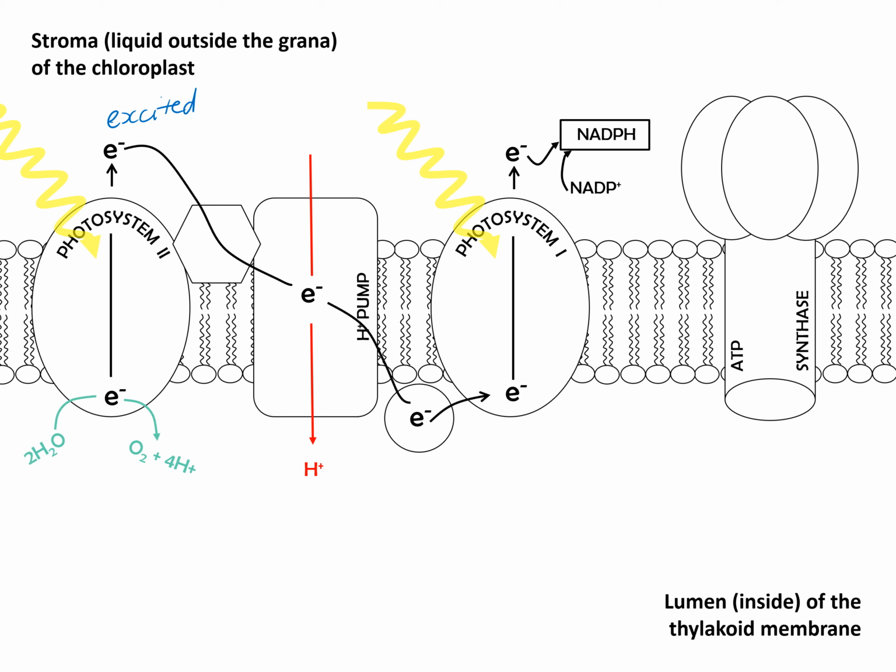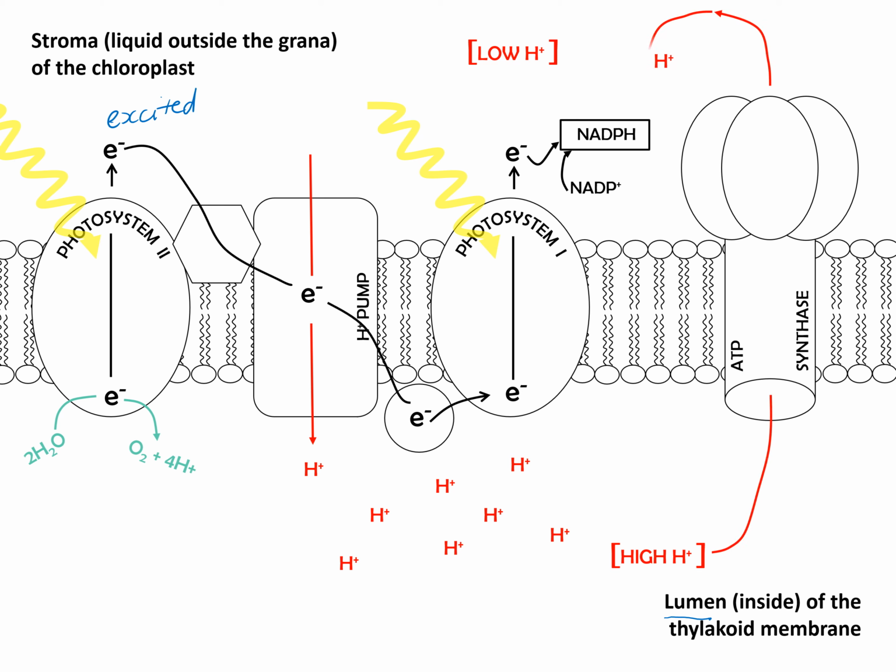To replace this electron from photosystem 2, we split water, photolysis. So we take some water and we generate oxygen gas, and some more hydrogen ions. So the combination of those hydrogen ions coming from water and being pumped across by our electron transport chain, we end up with a very high concentration of hydrogen ions in this very small space. The fact that this lumen is also quite small exaggerates that concentration gradient.